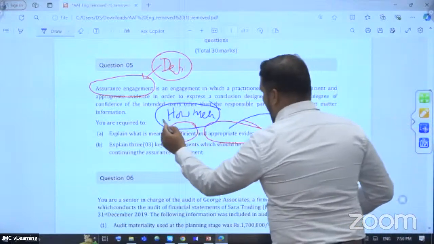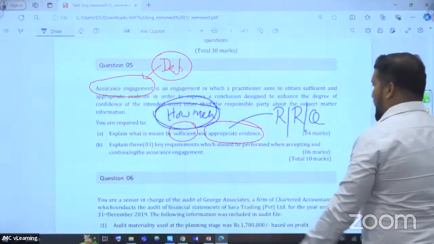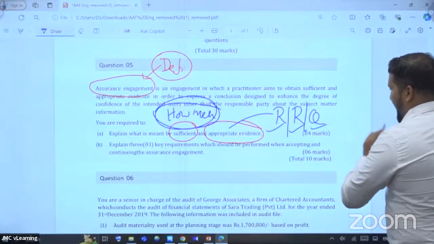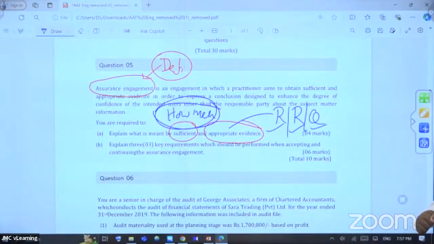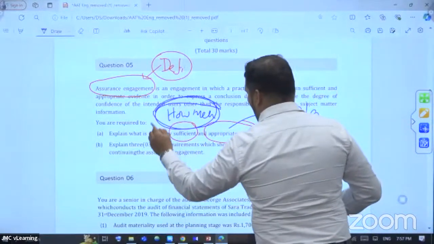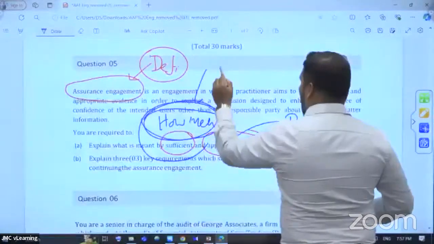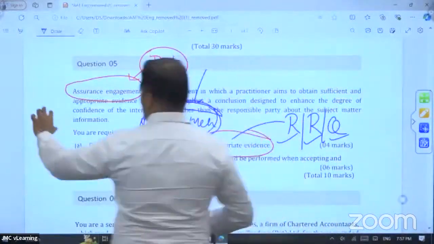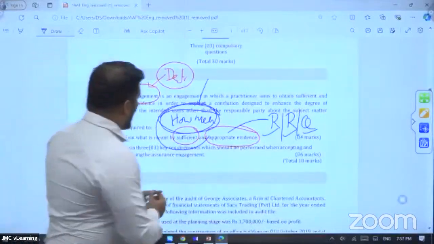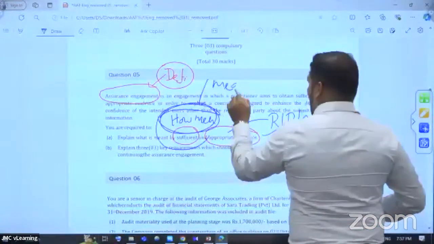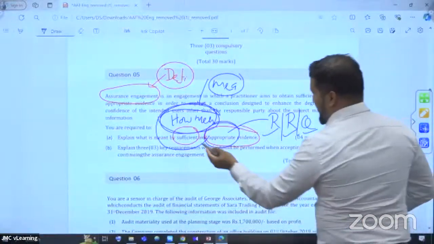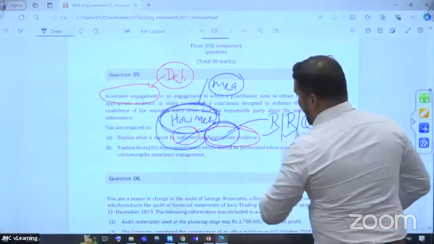So sufficient refers to how much audit evidence you are going to collect, while appropriateness is applicable to the relevance, reliability, and quality of the audit evidence you expect. So what is the difference between sufficient and appropriate? Sufficient is measurable, but appropriateness you can't measure. So the difference is that one is quantitative and the other is qualitative.